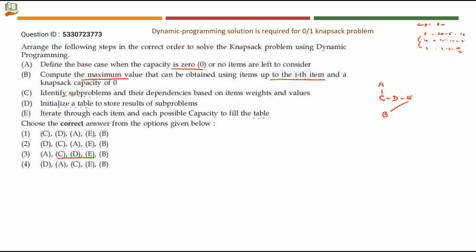So this is what they say, compute the maximum value that can be obtained using items up to some ith item, and the knapsack capacity should be 0. It means till that item you can accommodate, after that you cannot.